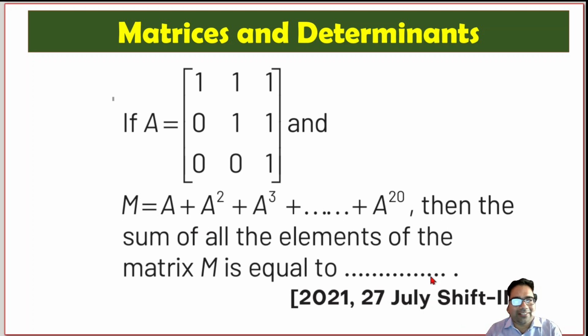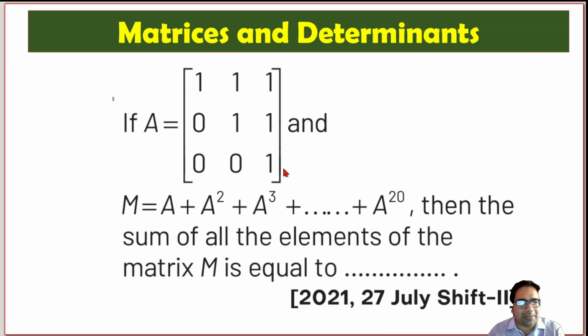Hi friends, in this problem we are given this upper triangular matrix. All the entries below the diagonal are zeros and all the entries in the upper triangle are ones. So ideally matrix multiplication should become easy. Now we are given this matrix M, which is the sum of A, A square, A cube, up to A power 20. Obviously there must be some pattern in A square, A cube and so on. We have to identify that pattern and find out what exactly this M is.